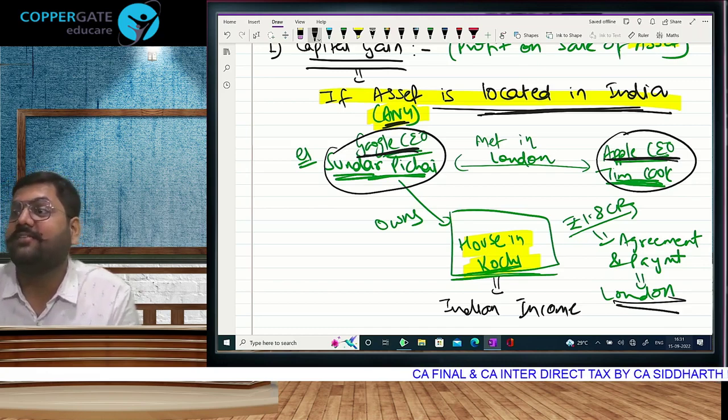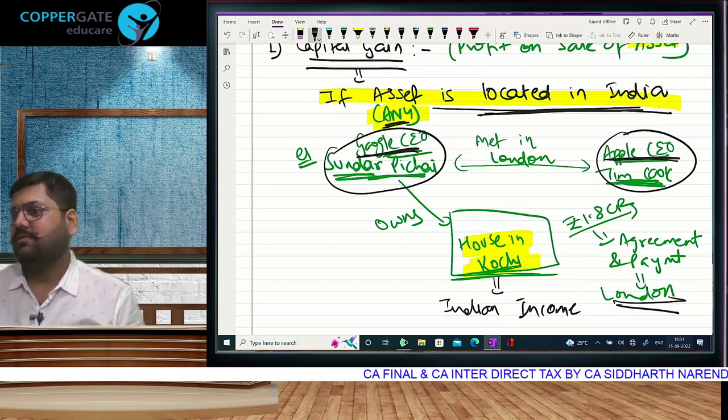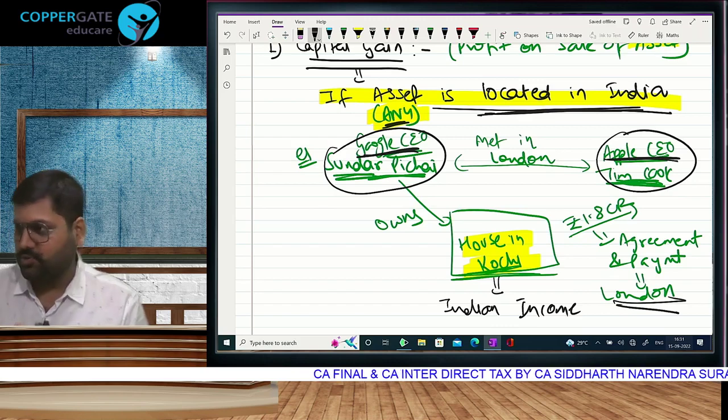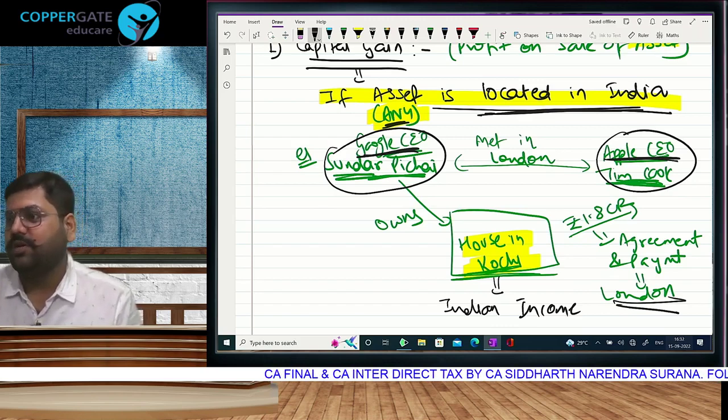So income arises at the time of selling. So Google or Sundar, whose property it was? Sundar sold in personal capacity.